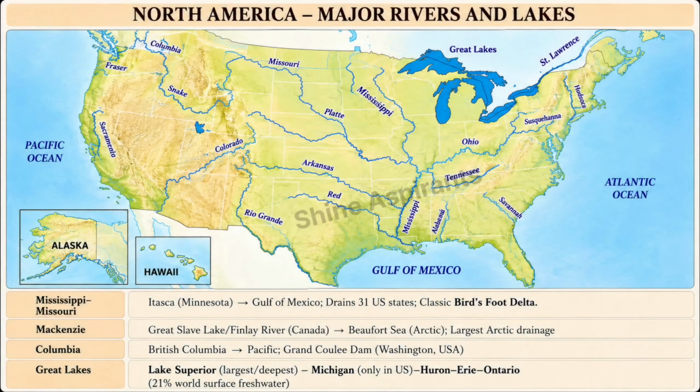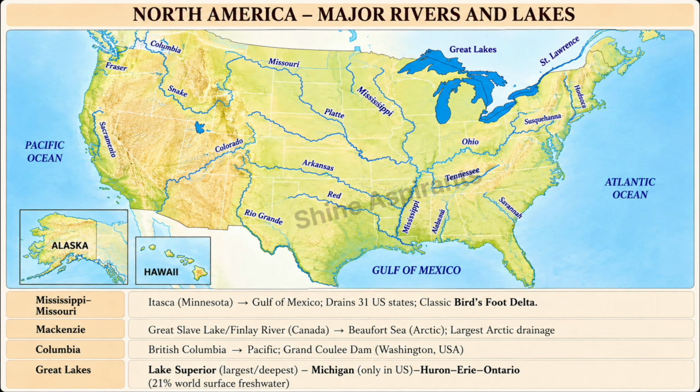North America, rivers and lakes. Mississippi, Missouri River. Origin, Lake Itasca, Minnesota, Gulf of Mexico. Key facts. Drains 31 U.S. states, massive drainage basin. Classic bird's foot delta, elongated distributaries into the sea.